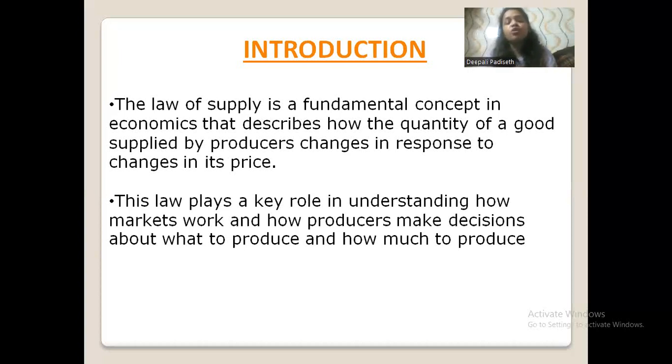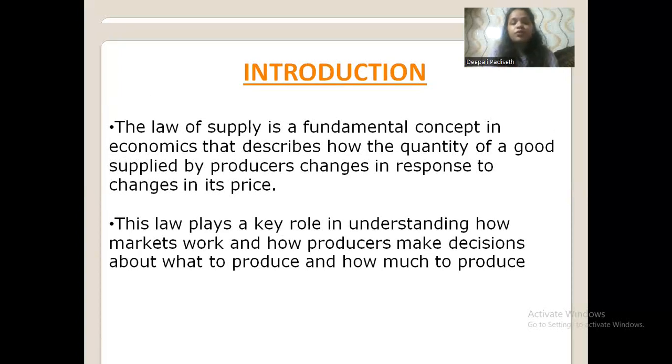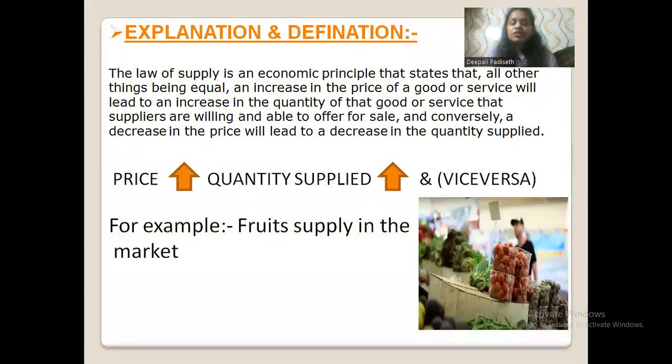The producers focus on what to produce and how much to produce. So this law plays a key role in understanding how markets work and how producers make decisions about what to produce and how much to produce. Moving on, let's talk about the definition of law of supply.